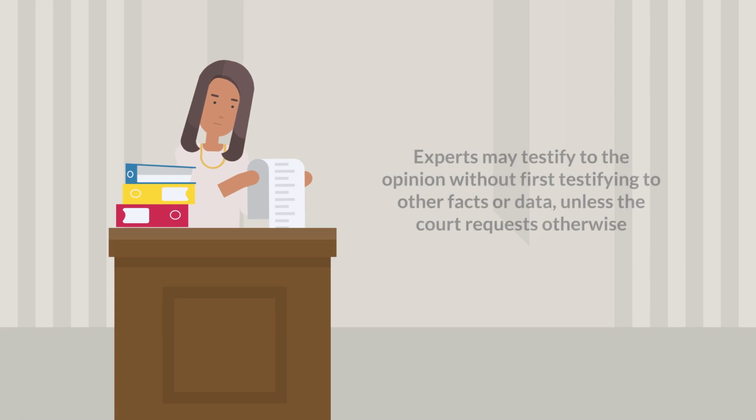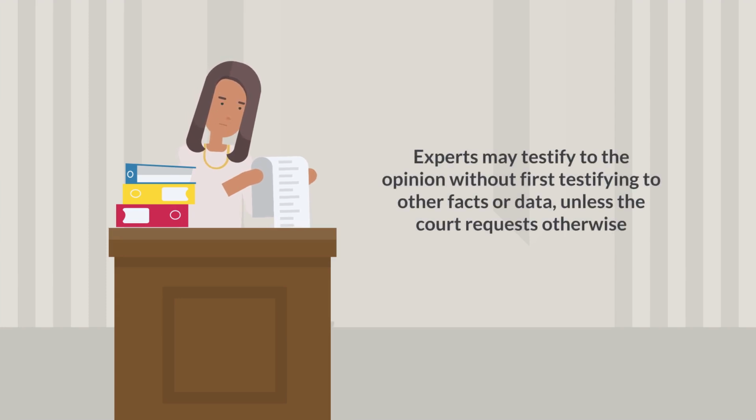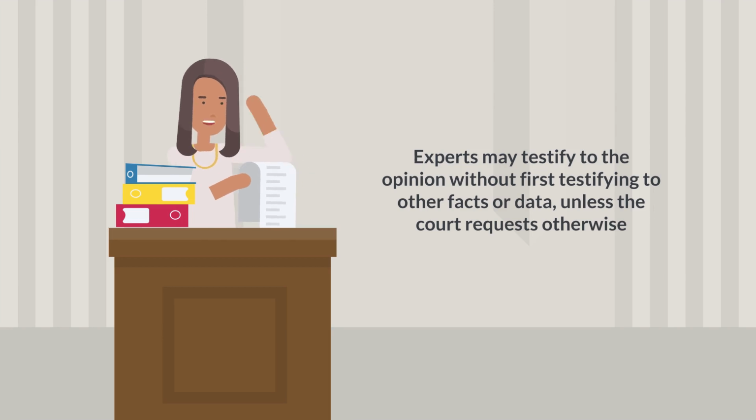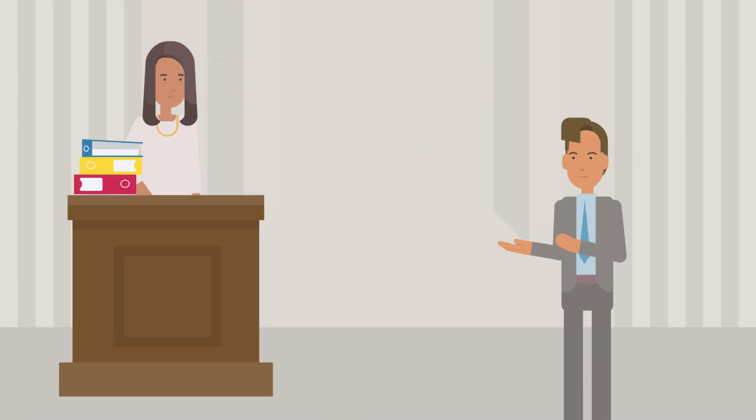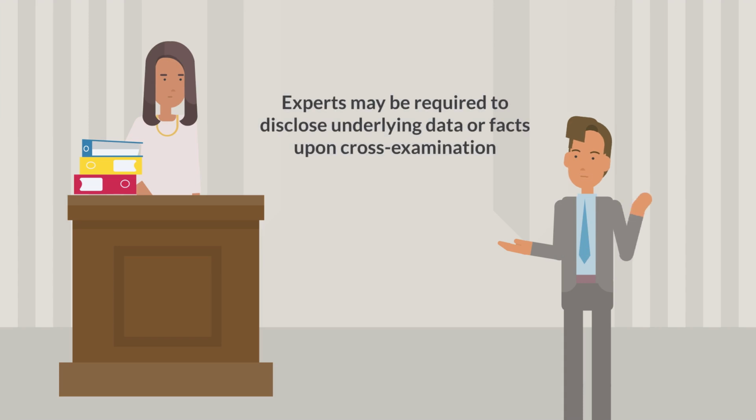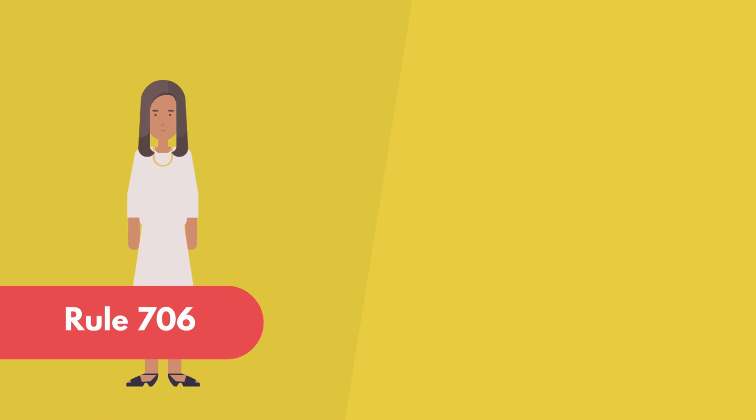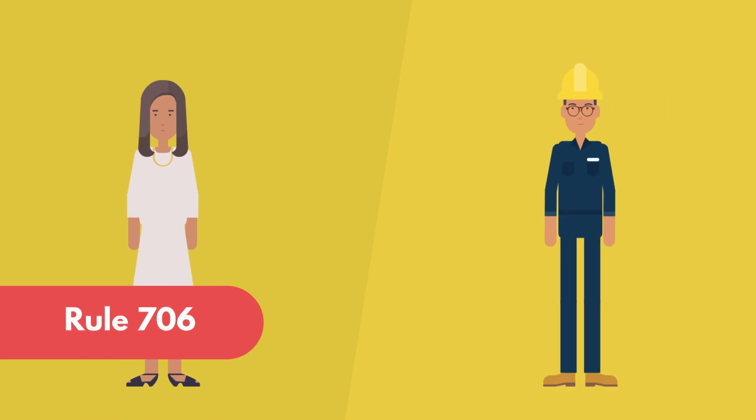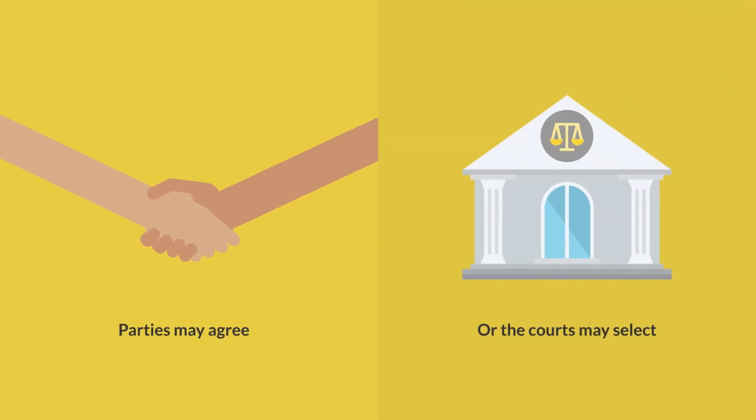So an expert may testify to the opinion without first testifying to other facts or data unless the court requests otherwise. Further, experts may be required to disclose underlying facts or data on cross-examination. Looking to Rule 706, this is an example of court-appointed experts, and the court may appoint an expert on its own motion or by the motion of the parties. Further, parties may agree to an expert or the court may select.